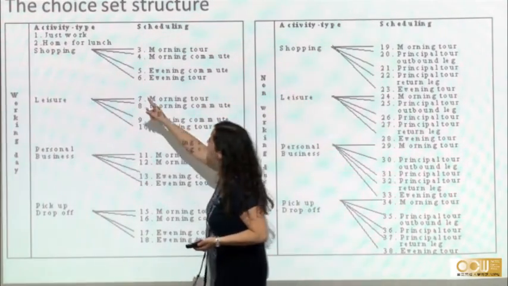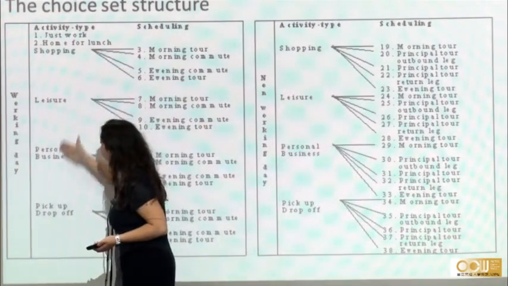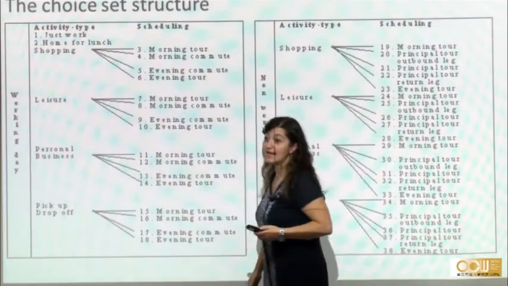Always, right? And then I can just do work, or I can go home for lunch. So these are my choices. So these are the activities, and this is when they happen.